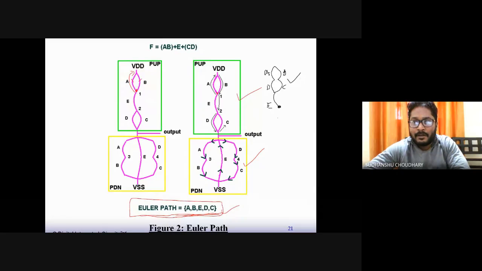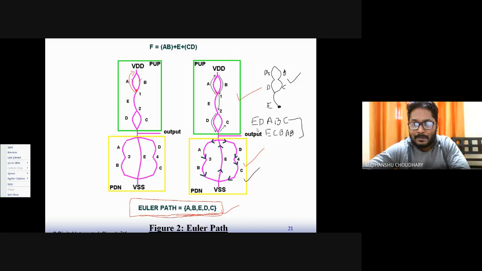The path exists in the pull-up network, but not in the pull-down network, so both are not the same in this case. Is it okay? Yes, sir. So you can find it here: E, D, A, B, C. This could be one path, another path could be E, C, B, A, D. So this is for the pull-up network. For pull-down, is it possible? E, D, C, no. Then next one, E, A, B, no. Not possible in pull-down.